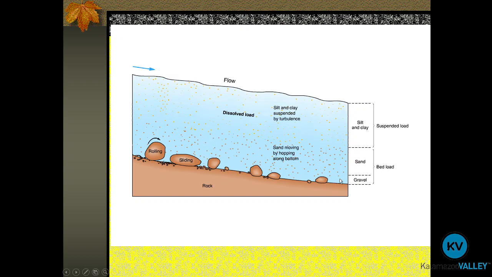And then at the very bottom, right along the bed of the stream or the river, we have these larger particles rolling or sliding, grinding along that bed. And we know from the weathering lecture that we can expect some breakdown or weathering from that abrasive nature of those gravels and pebbles moving along the bottom of the riverbed.